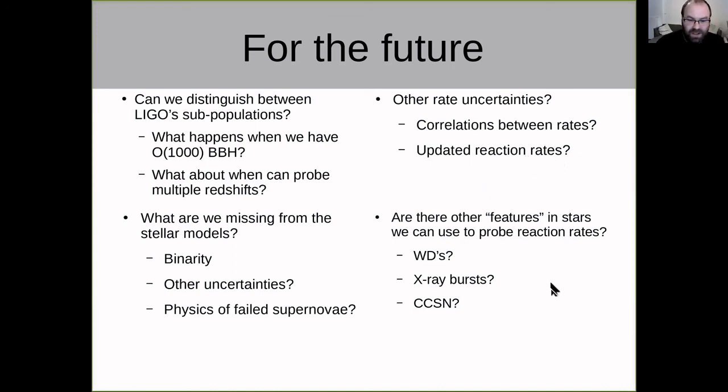And perhaps also to think about in the future, are there other features we can look for in stars? This pair instability edge is pretty useful because it should be quite a clear signal, but are there other signals we should be looking at, say white dwarfs, X-ray bursts, or core collapse supernova?